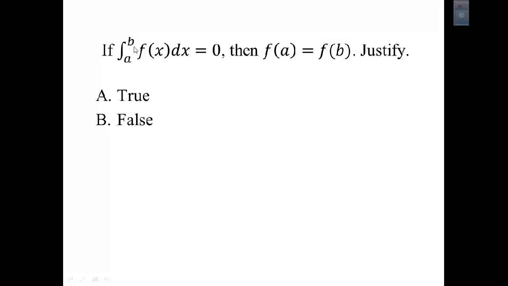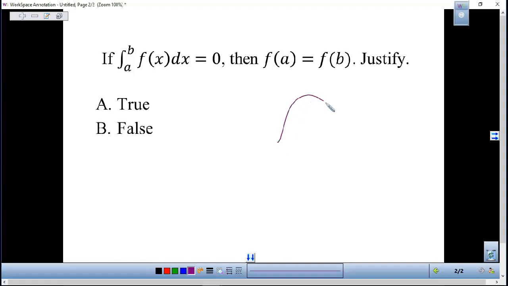All right, if the integral from a to b of f of x dx equals 0, then f of a equals f of b. True or false, and justify your answer. Well, here's the thing. You're saying that the area under the curve equals 0 only when the y values at the beginning and the end are equal. Well, that's not necessarily the case. Think about that. We can start here and end here. Y values are going to be the same. Ignore the fact that I can't draw a straight line. But what do we know about the area under the curve? Well, that's definitely not 0.